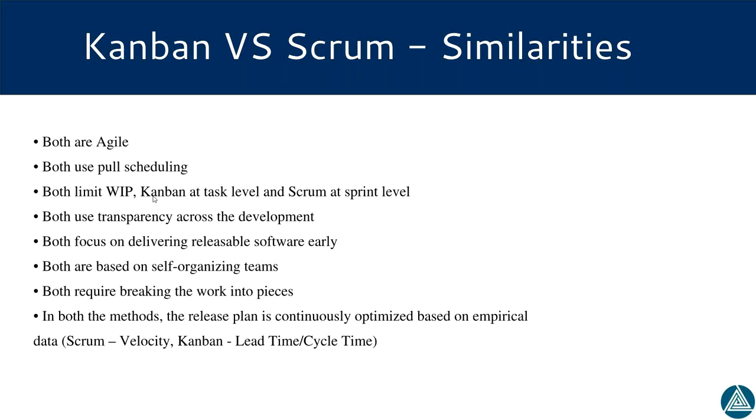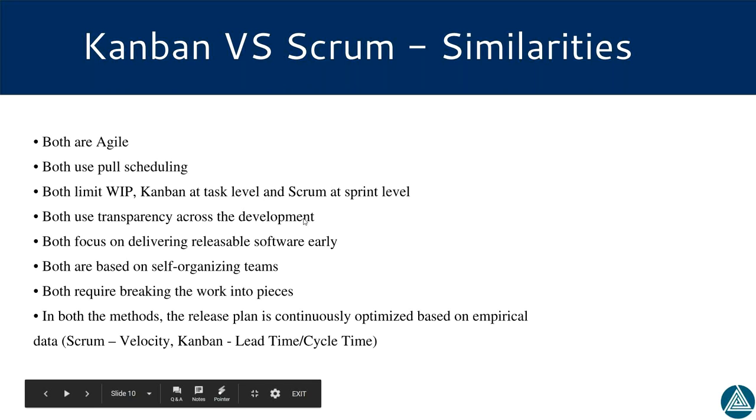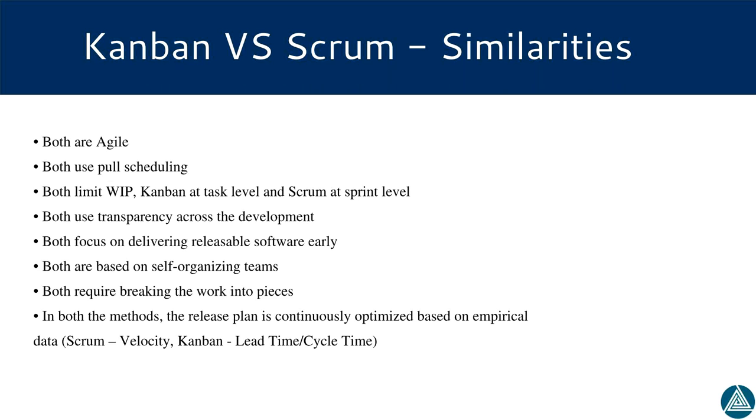As I was saying, Kanban has it at task level in the in progress column, but Scrum has the work in progress limited at a sprint level. You can see this because when we define a sprint backlog, we can include more or remove user stories in theory, and that's the work in progress for Scrum. They both use transparency across the development since everyone on the team can see all the work that is being done by others. They both focus on delivering releasable software early, knowing that we are working under iterations.